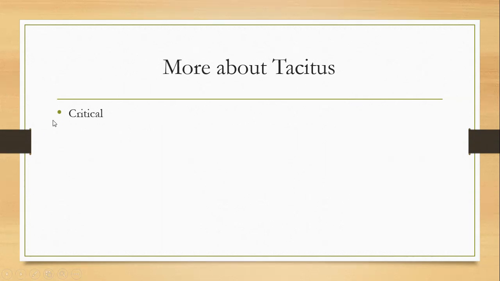Even emperors were scared of him. Tacitus basically was a republican. He did not like the monarchy, so he was critical of the monarch. But he could understand and analyze events. So Tacitus was similar to Thucydides of the Greeks. So he was critical and accurate.